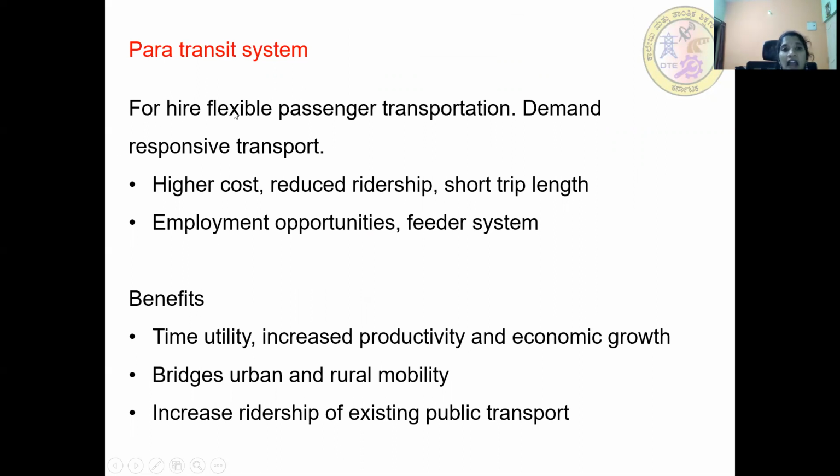Okay. So the last mode of transit is the paratransit system. Here, it is for highly flexible passenger transportation and demand responsive transport. The drawbacks are higher cost, reduced ridership, and short trip length. Then there are employment opportunities and the feeder system. The main benefits are time utility, increased productivity, and economic growth. It bridges urban and rural mobility and increases ridership of existing public transport.